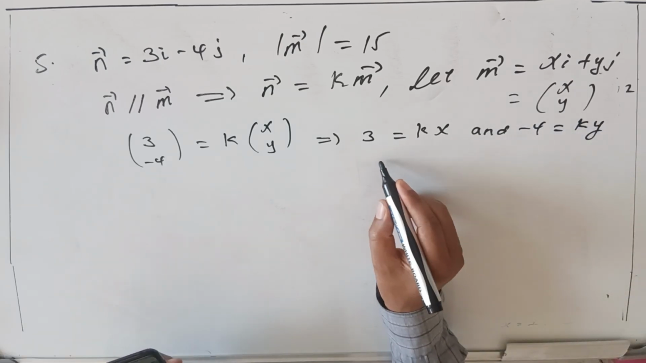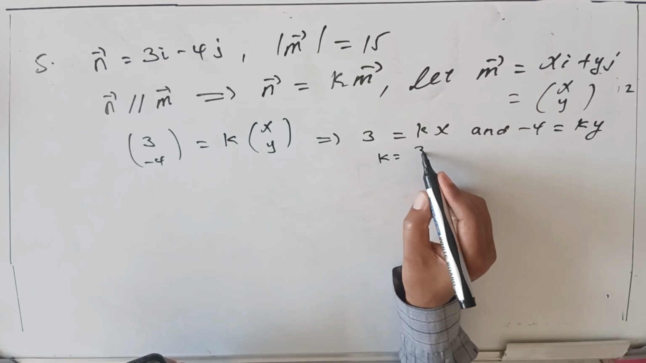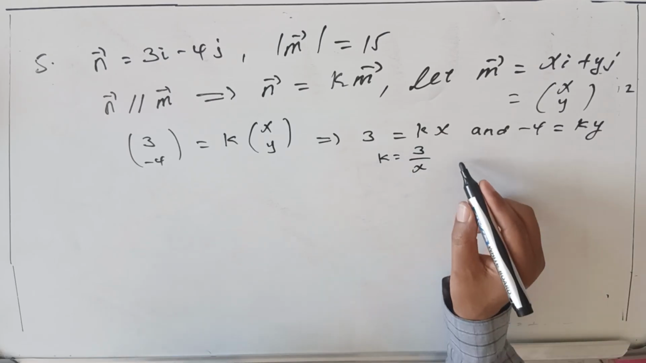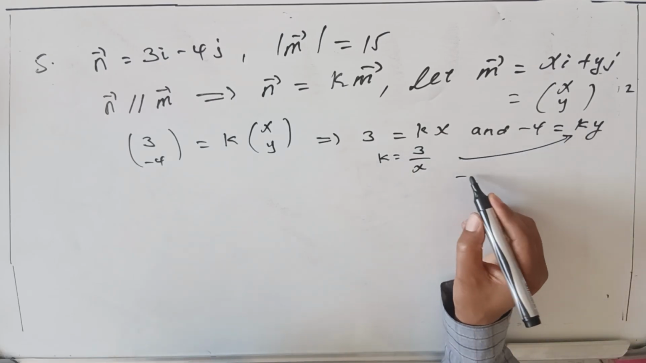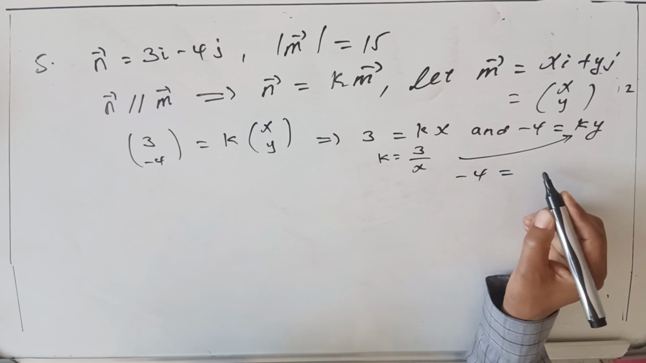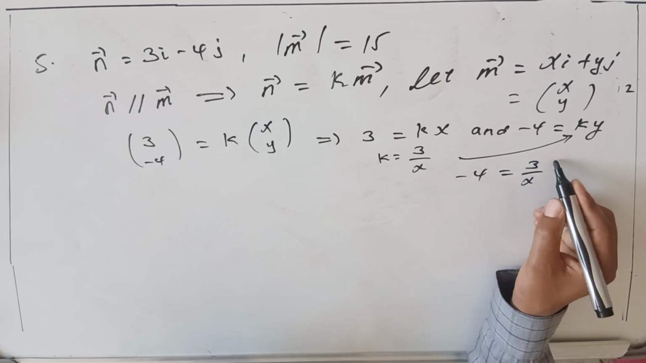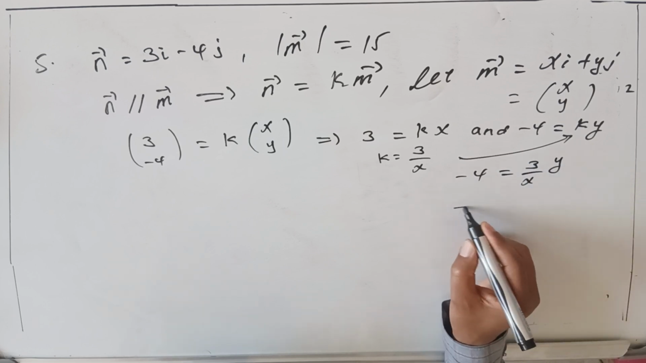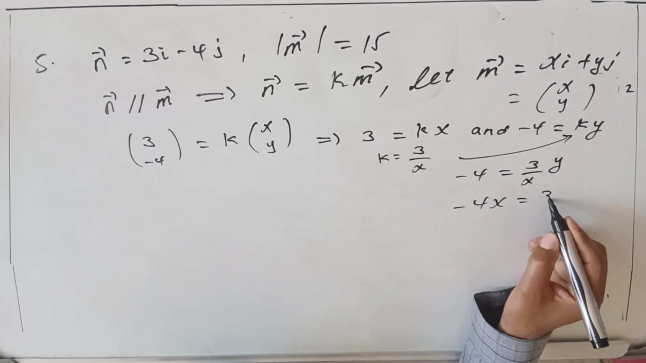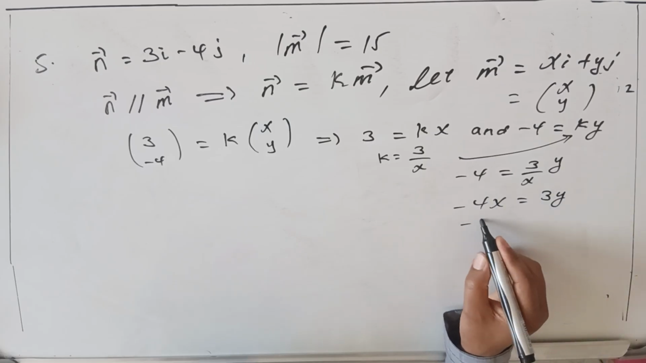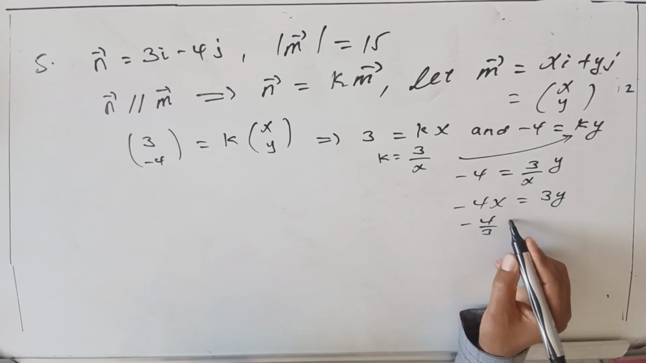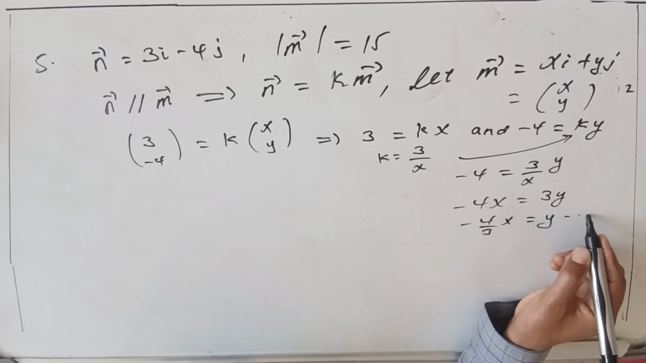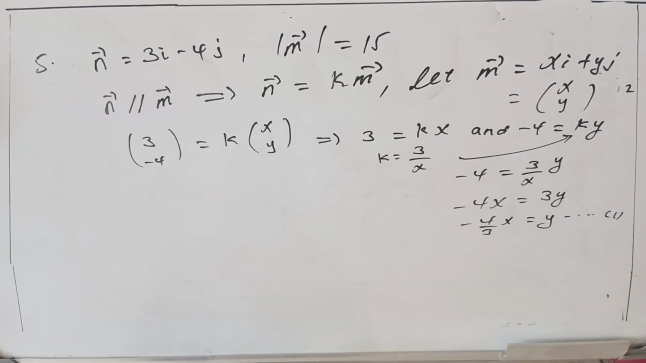And from this one, solving for k, k is equal to 3 over x. Inserting this here, minus 4 is equal to k, which is 3 over x, times y. Cross-multiplying, minus 4x is equal to 3y. That is minus 4 over 3 x is equal to y. Take this one as equation 1.